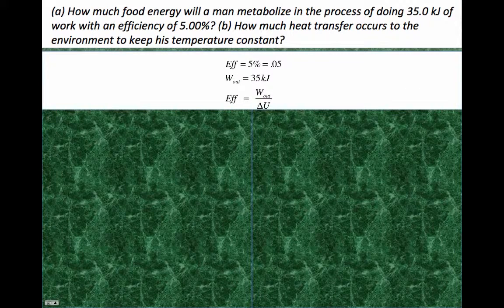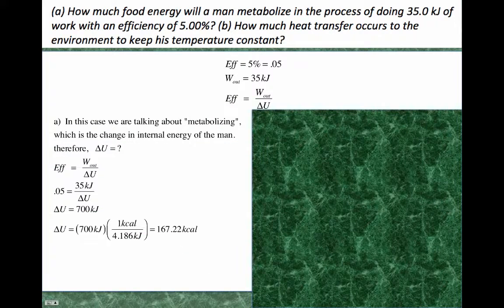Well, we write down our knowns. The efficiency is 5%, which is equal to 0.05. The work out is 35 kilojoules. In this case, we're talking about metabolizing energy, so we're talking about the change in the individual's internal energy. So instead of saying energy in, we're saying delta U. So delta U is what we're hunting for. And then it's just plug and chug, and we get delta U equals 700 kilojoules.